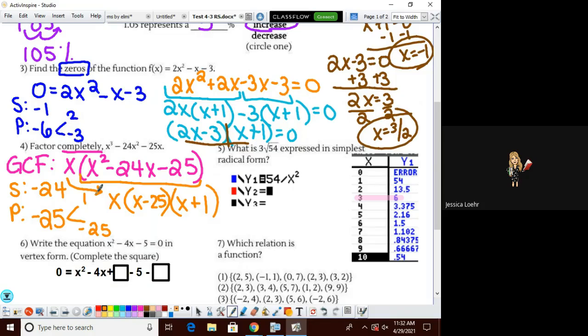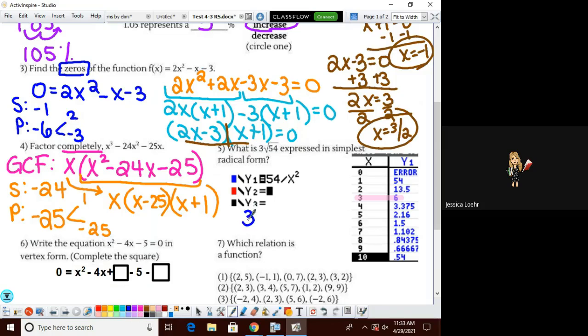Okay. Number 5, what is 3 radical 54 expressed in simplest radical form? We did one like this in class. First, I'm simplifying radical 54 in my calculator. So I plugged in my number underneath the radical, which is 54, divided by x squared. Here's what I got in my table. Looking for the largest pair of whole numbers furthest down the list, which is 3 and 6.